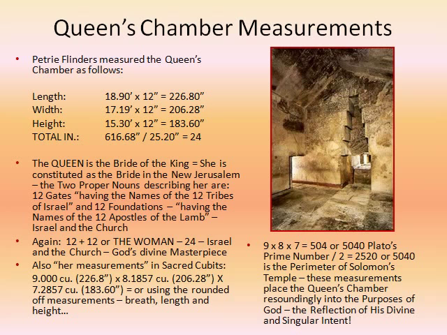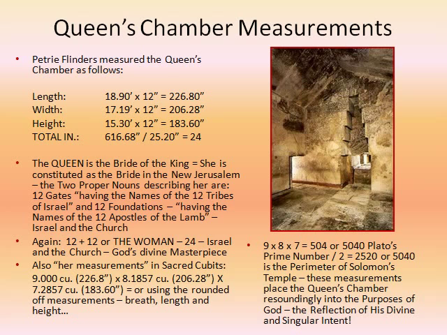The Queen is the bride of the King. She is constituted as the bride in the New Jerusalem. The 2 proper nouns describing her, as found in the book of Revelation, are the 12 gates having the names of the 12 tribes of Israel, and the 12 foundations having the names of the 12 apostles of the Lamb, Israel and the church. Again, 12 plus 12, or the woman, 24. Israel and the church, God's divine masterpiece.